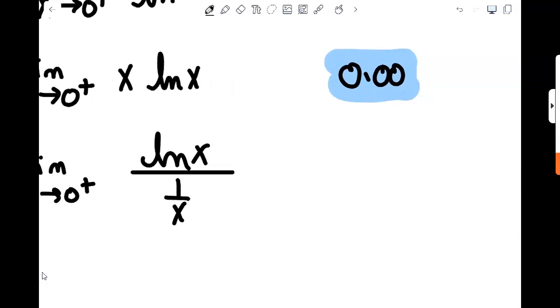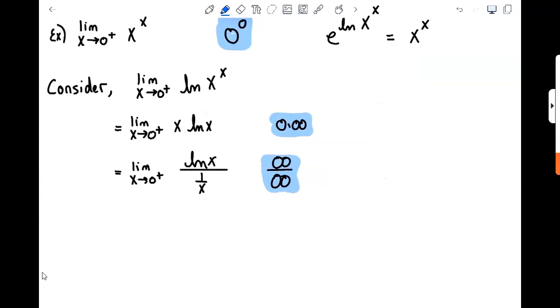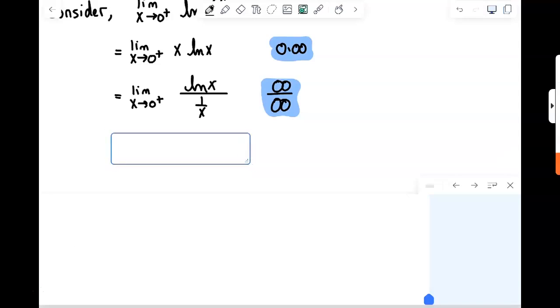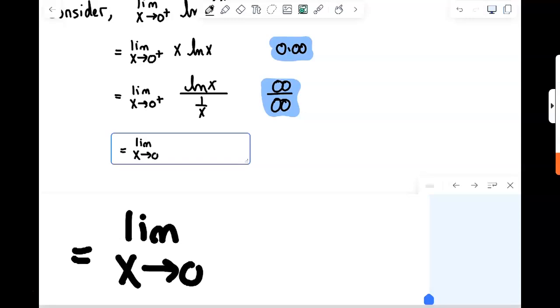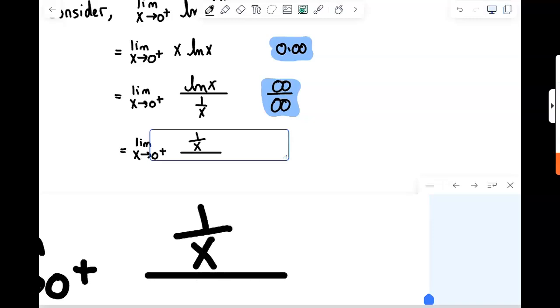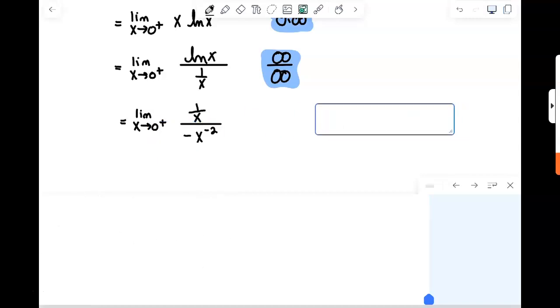So we've now transformed our problem into an infinity over infinity limit, which we can now simplify with L'Hopital's rule by applying the derivative. So this is going to be the limit as x goes to 0 from the positive direction of the derivative of ln, which is 1 over x, over the derivative of 1 over x, which should be negative x to the minus second. And then we just have to simplify this.